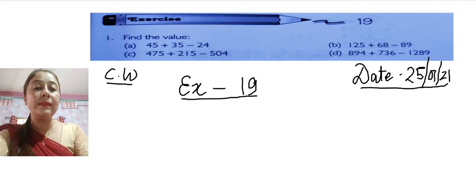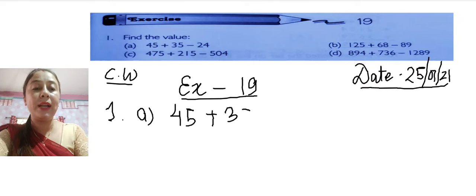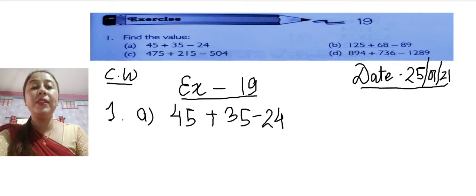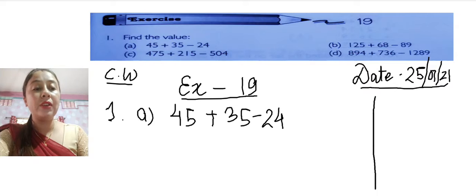So children, number 1 I am doing, find the value of 1A. You all see how I am doing. 45 plus 35 minus 24. What you will do here, you will first add the numbers which are with the plus sign, that means 45 and 35. Please add 45 and 35, make a rough column. You will add 45 plus 35.